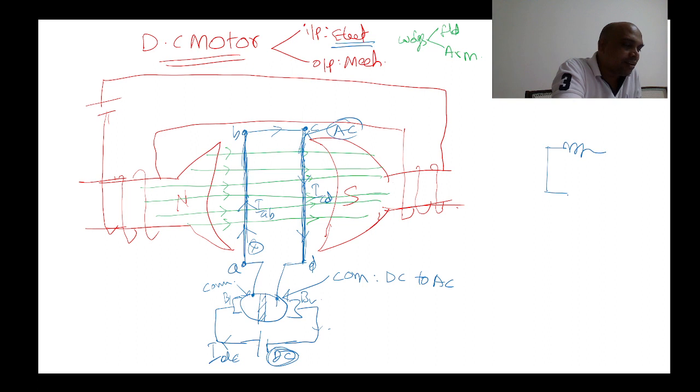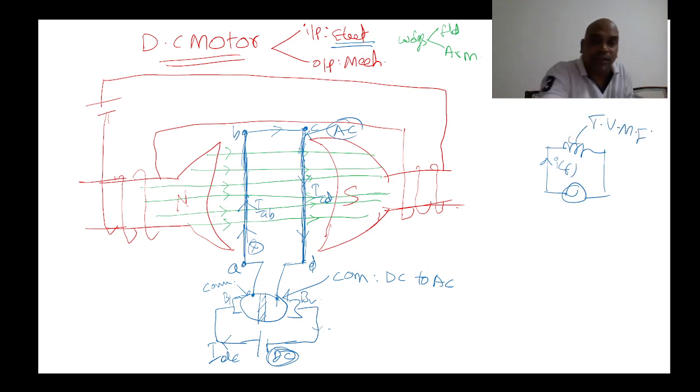Alternating magnetic field is developed. This is alternating current. So which type of magnetic field is developed? Time varying magnetic field is developed.